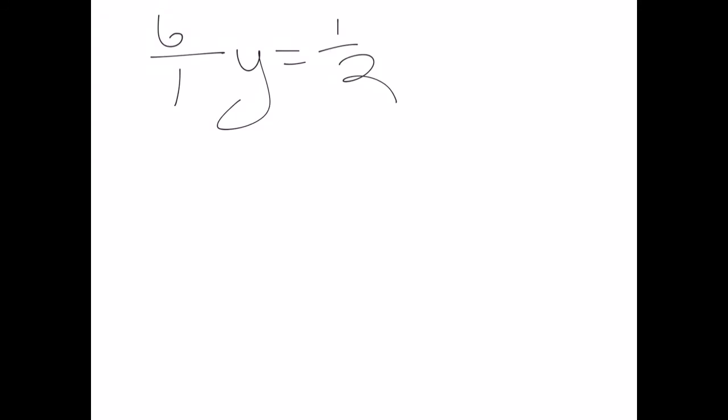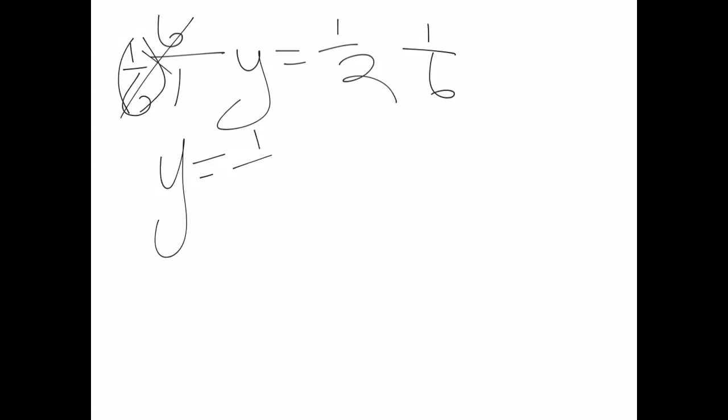To undo multiplication, you must divide. But when you're dividing with fractions, you multiply by the reciprocal. The reciprocal of 6 over 1 is 1/6. Anything times its reciprocal is 1, so 1 times the variable would just equal y. That's why it cancels out. That's how you get 1/2 times 1/6. 1 times 1 over 2 times 6. That's how you get 1 over 12.